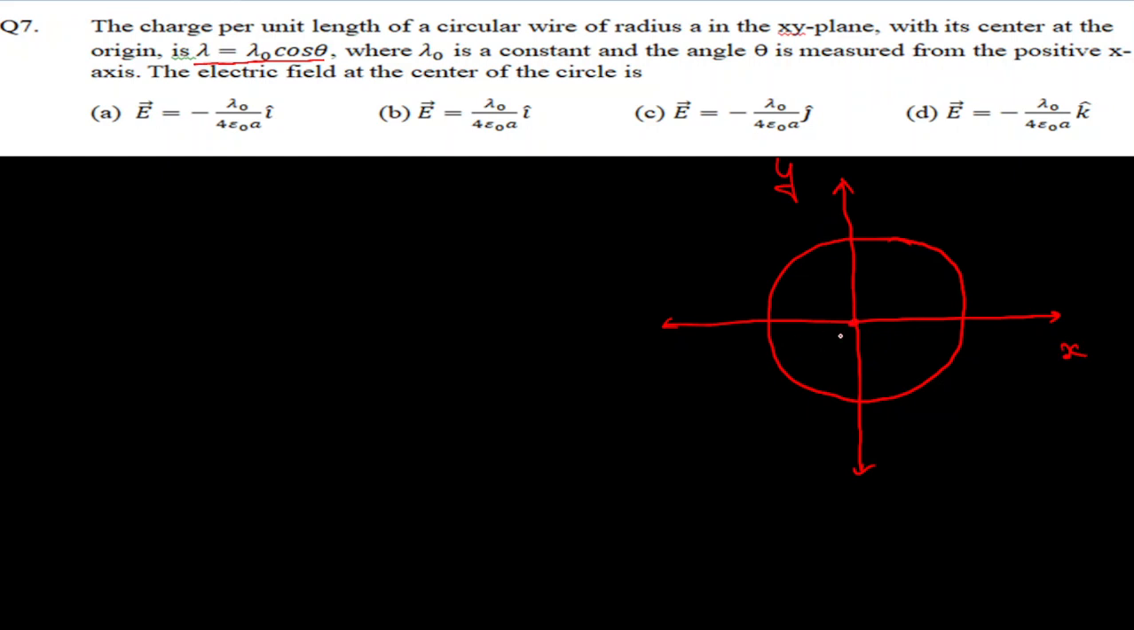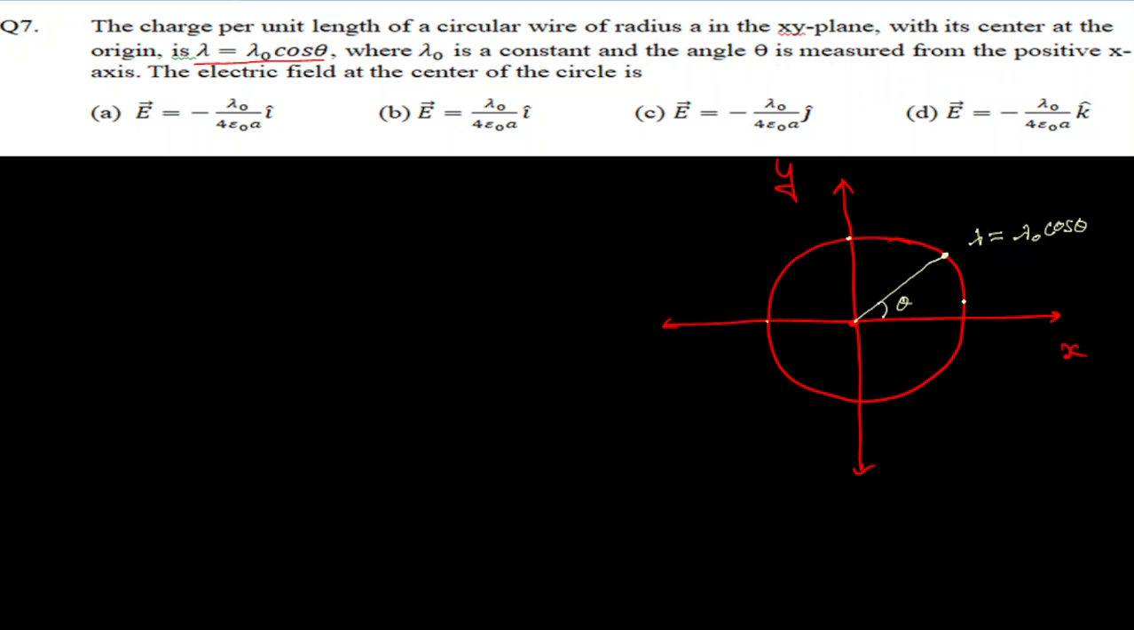This is the center of the circle, exactly at the origin of this coordinate system. Now consider a point on the circle. At different points the charge density will be different. At this point, if we say this angle is theta, then the charge density per unit length will be lambda naught cos theta. If you put theta equals 0, at this point it will be lambda naught. If you put theta equals 90, cos 90 is 0, so lambda will be 0. At this point it will be minus lambda naught. So this is a non-uniform charge distribution.